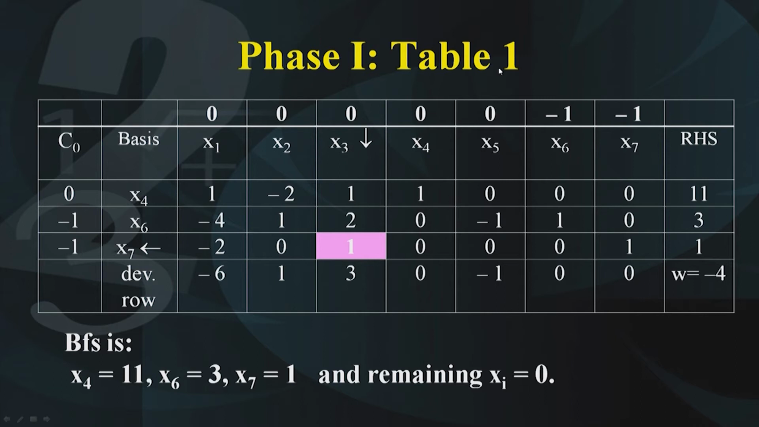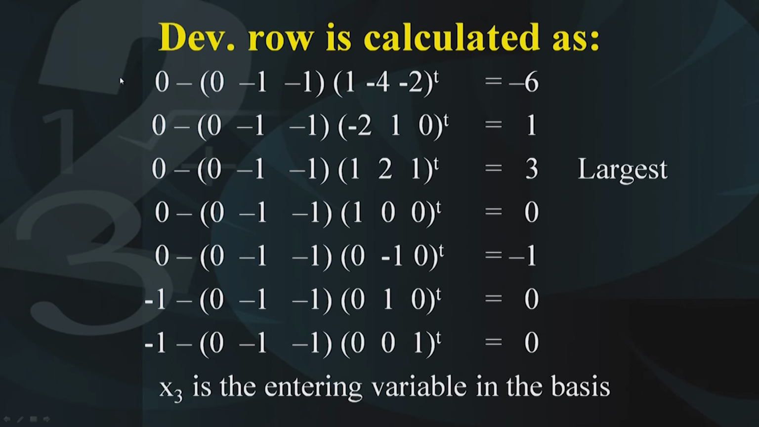So, next we need to start our simplex calculation by computing the deviation rows. And how do you compute the deviation rows? You have to subtract 0 minus this vector multiplied by this vector. Let us see how this is done. Here they are. These are the calculations for obtaining the deviation rows.